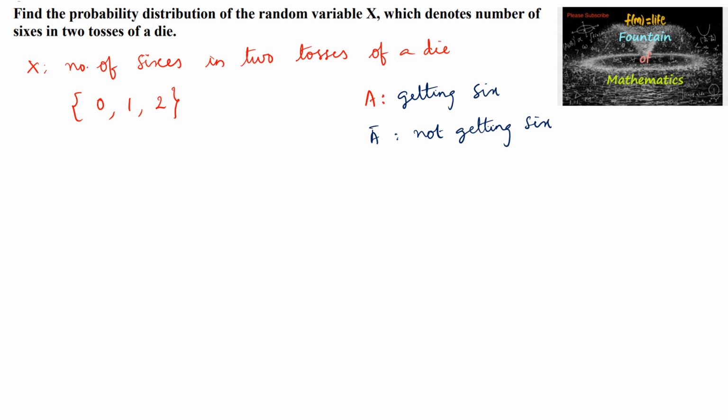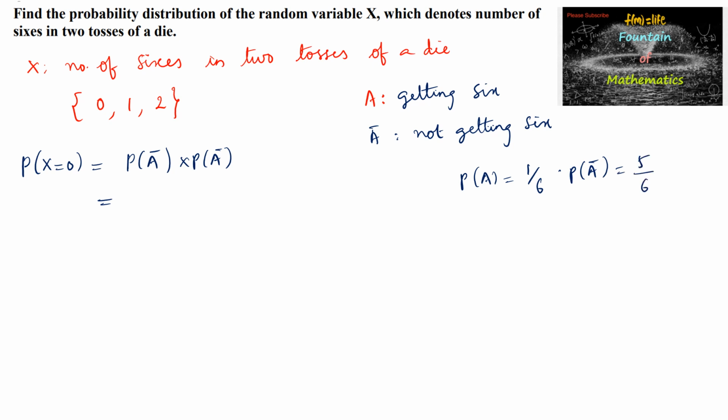So the probability at x equal to 0, which is the probability of not getting 6 in any of the dice, is P of A bar into P of A bar. Probability of getting 6 is 1 out of 6, and probability of not getting 6 is 5 out of 6. So we can write 5 out of 6 into 5 out of 6, that is 25 divided by 36.